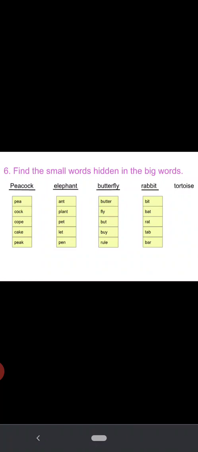The next word, the last name of the animal is tortoise. Now let us see which are the words hidden here. Sore, S-O-R-E, sore. S-T-I-R, stir. R-E-S-T, rest. R-I-S-E, rise. And the last, S-T-O-R-E, store. So children, in this way you will complete the exercises given on page number 25 in your Bal Bharati textbook.